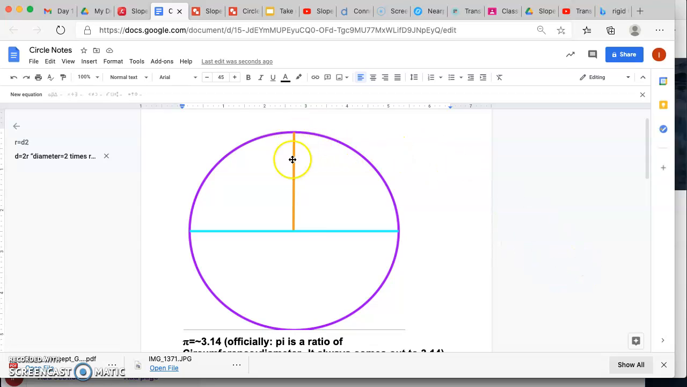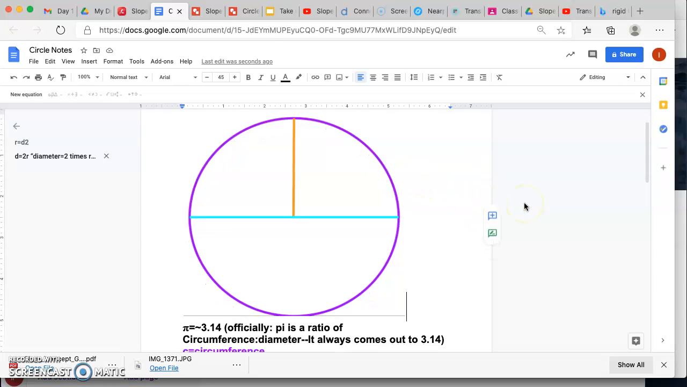Now you'll notice that since the radius goes from the center to the outer edge, and the diameter goes from one side to the other, the diameter is just twice the radius. You could also think of it as the radius is one half the diameter.